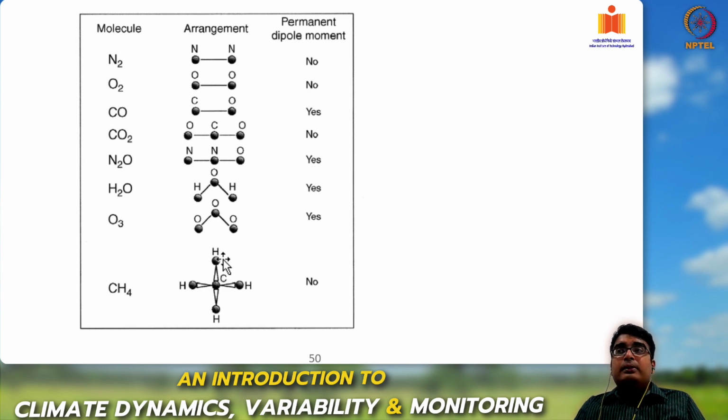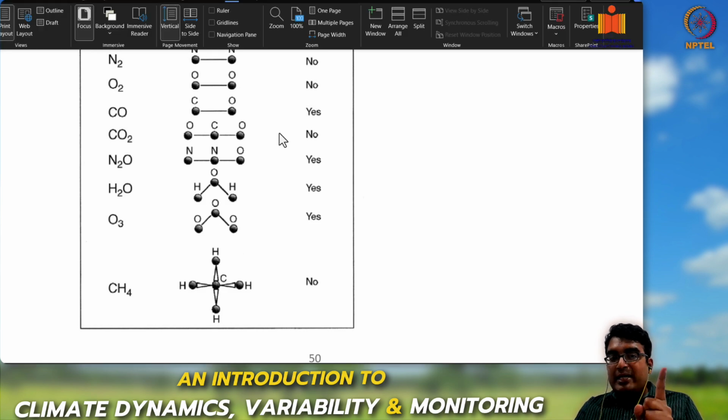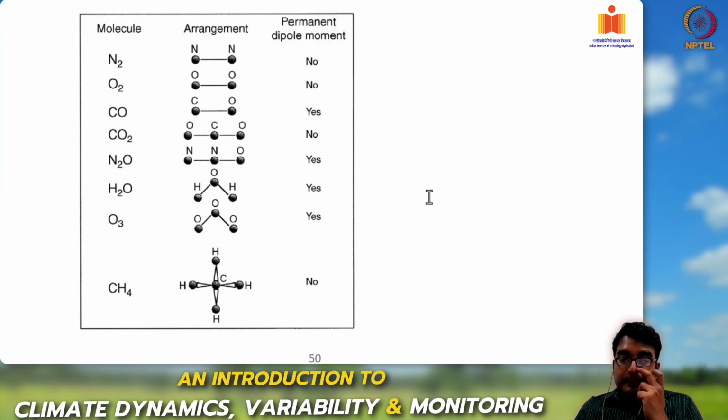Now, the arrangement of these molecules is also quite different from each other. Nitrogen, oxygen, and ozone are homoatomic molecules. This means these molecules are made up of a single atomic type. Nitrogen is made of nitrogen atoms only, oxygen and ozone are made up of oxygen atoms only. Whereas the rest, like CO, CO2, H2O, and CH4, are made up of at least 2 different types of atoms and hence are called heteroatomic molecules.